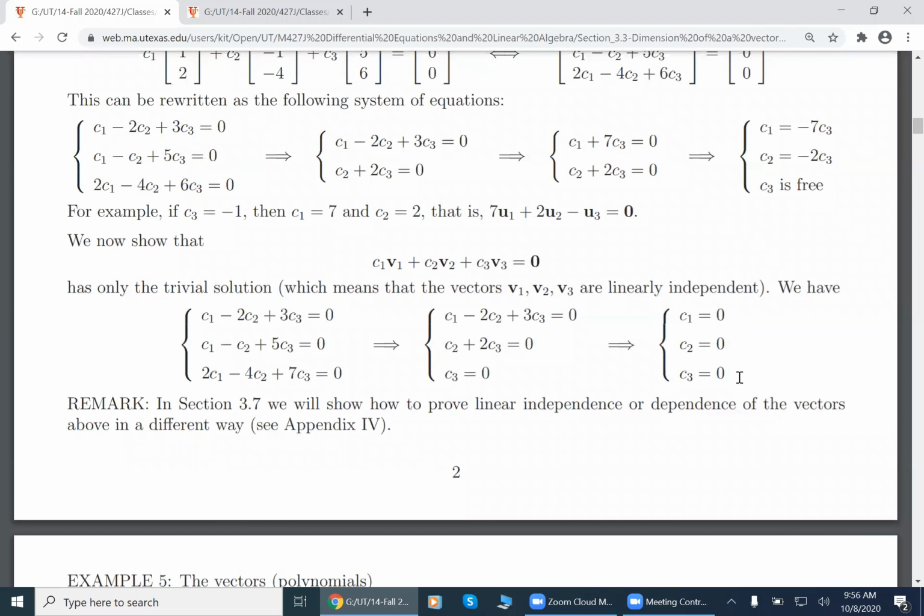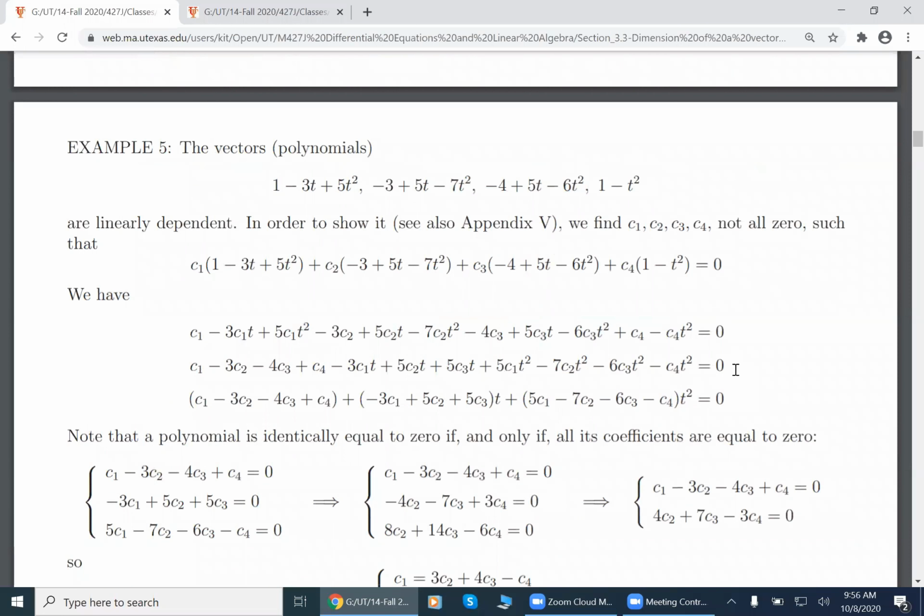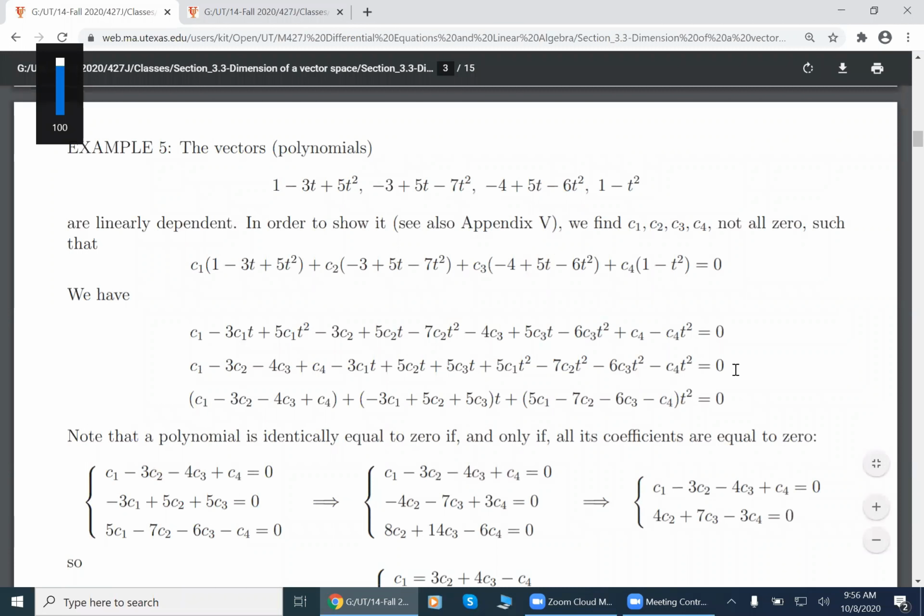Other questions? There was one of the systems, this one right here on this page with the vectors. Yes.